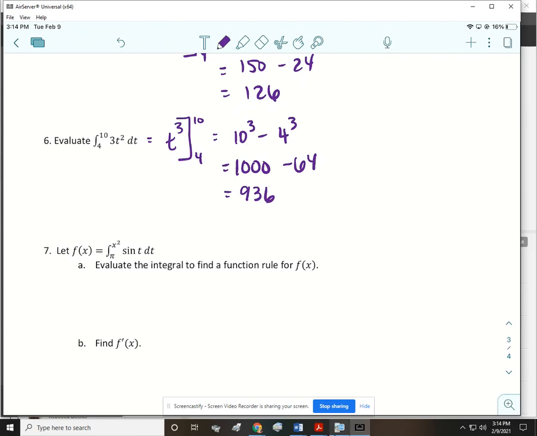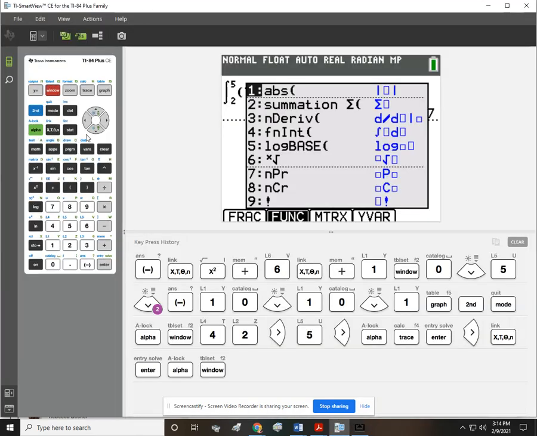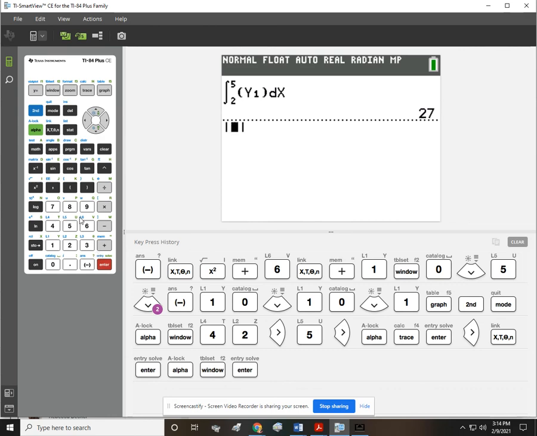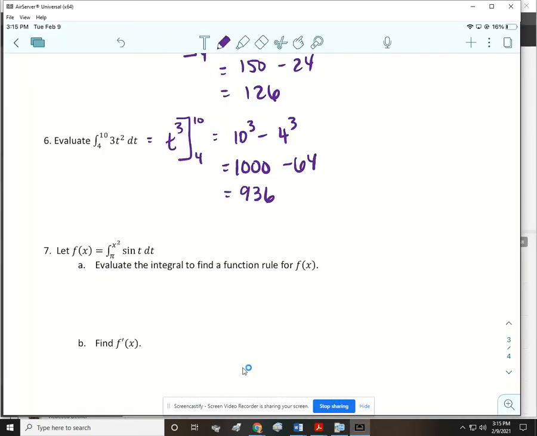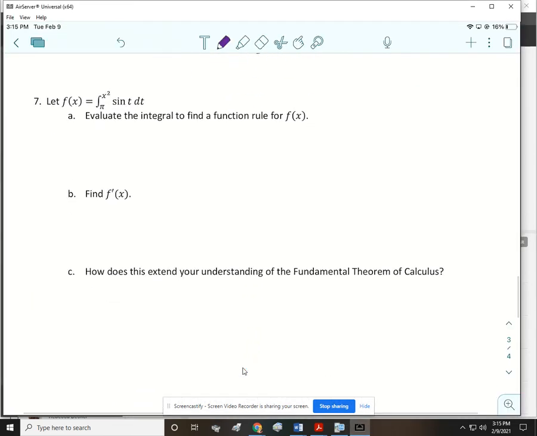So like if I wanted to check that answer, I would do the integral from, oh, I did the wrong thing, sorry. From 4 to 10 of 3x squared, oops, dx. Yep, and then you can check yourself that way. Okay, and then this last one, I might not do all this just to save on time.